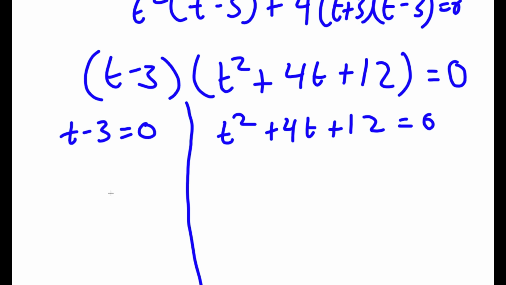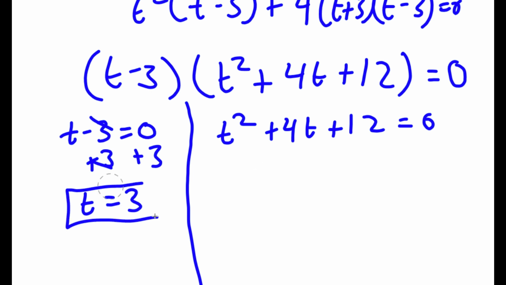Now for t minus 3 is equal to 0, I can simply add 3 on both sides. So these two cancel out, and I would get t is equal to 3. So that's one value of t. And now for t squared plus 4t plus 12 is equal to 0.